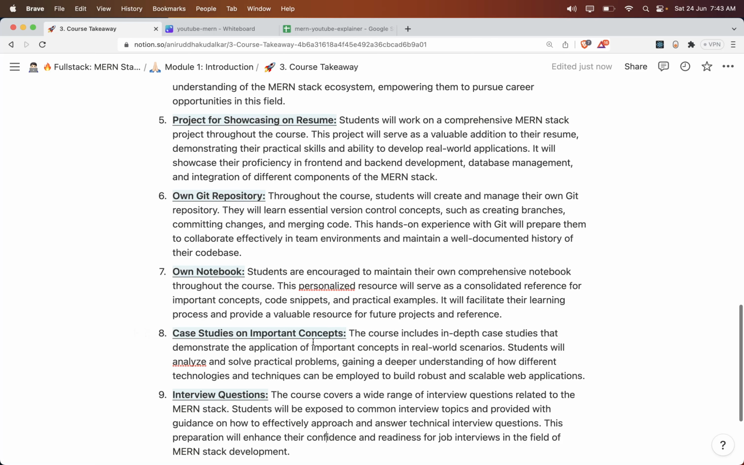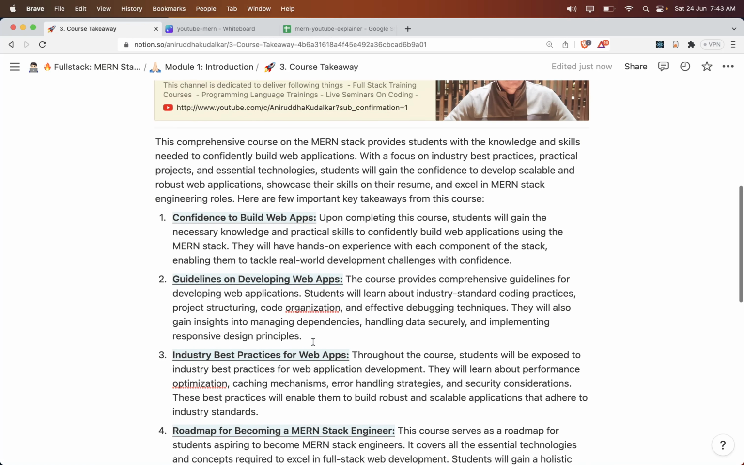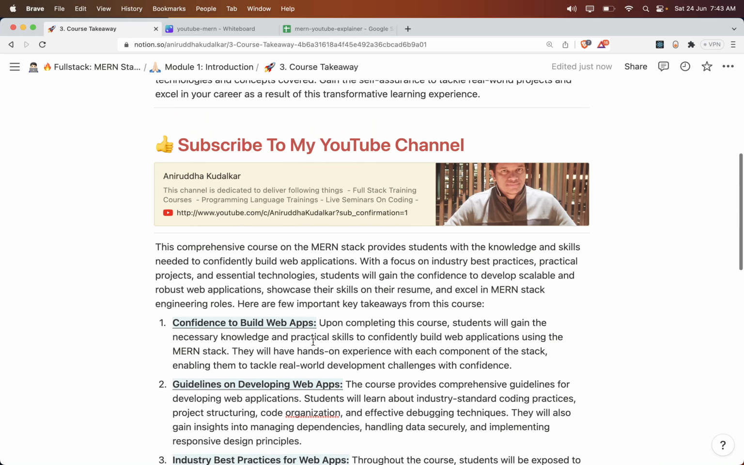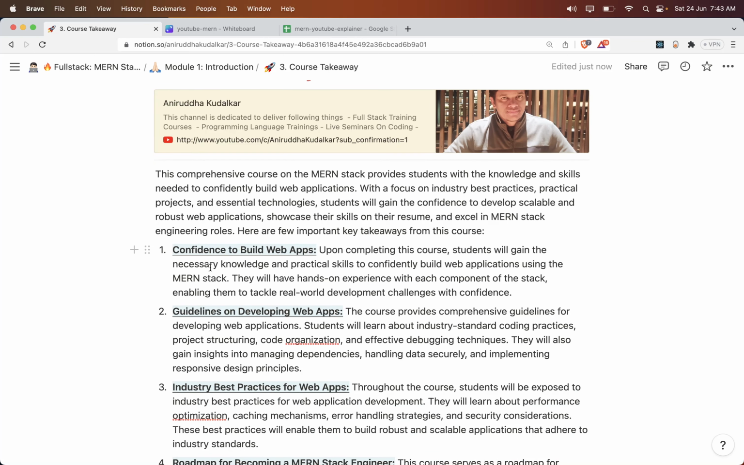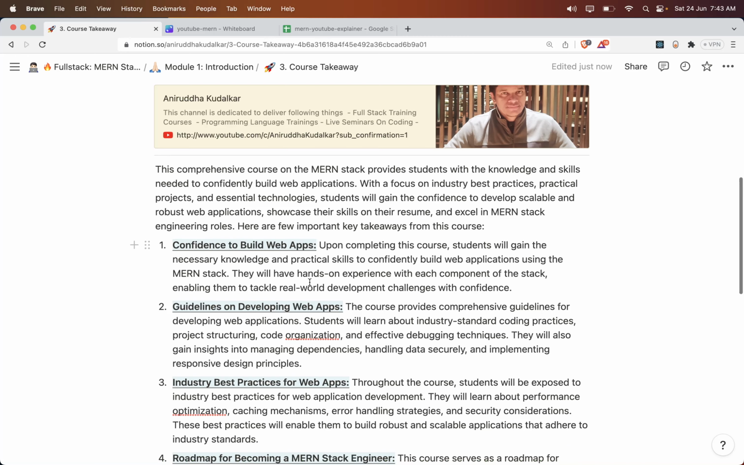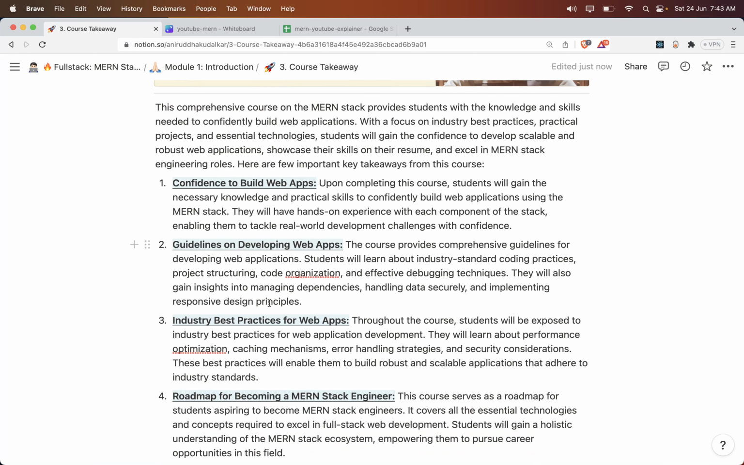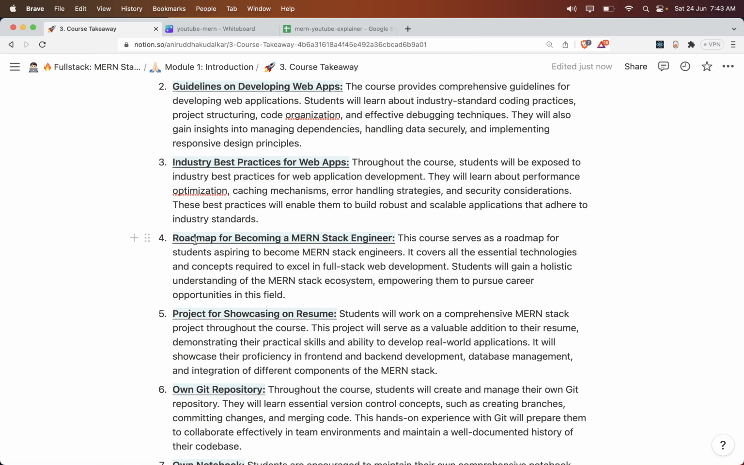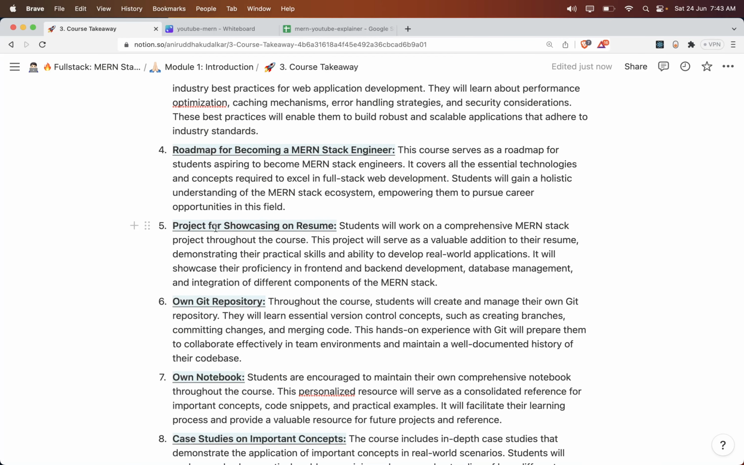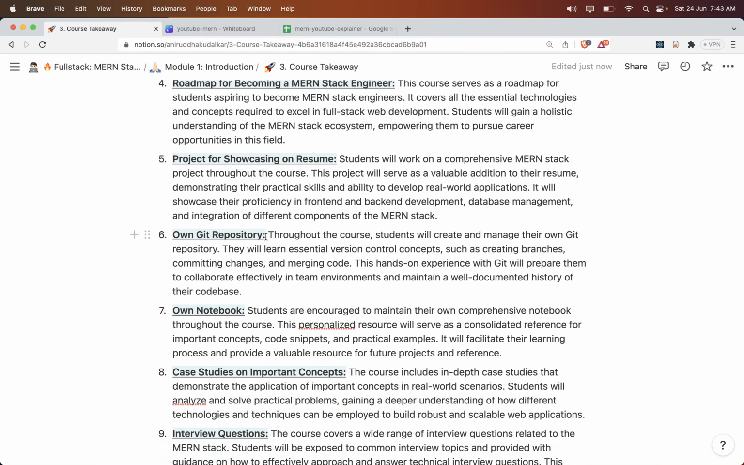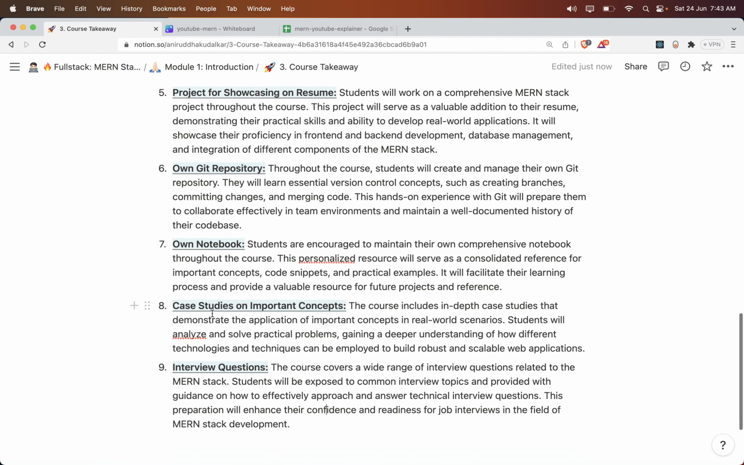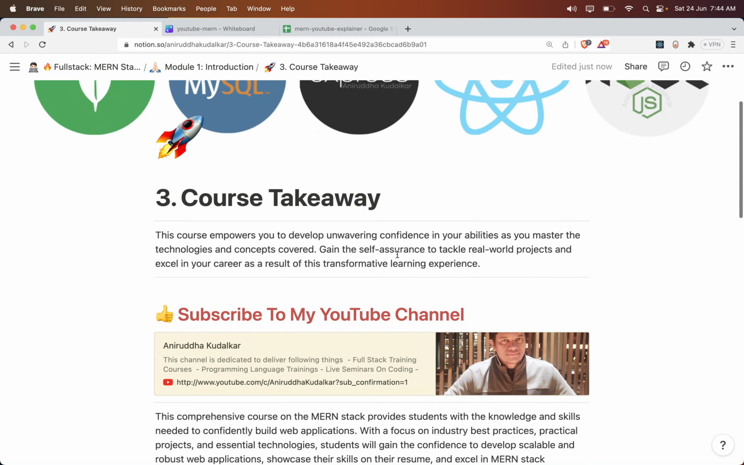So these 9 are the key takeaways from the course. But as far as my knowledge is concerned, confidence is very important over here. So let's revise. Confidence to build web apps, guidelines on developing web applications, industry-based practices, roadmap for MERN stack engineer, project for showcasing, your own Git repository, own notebook, case studies on important concepts, and the interview questions. These are the 9 key takeaways from this course. Thank you.